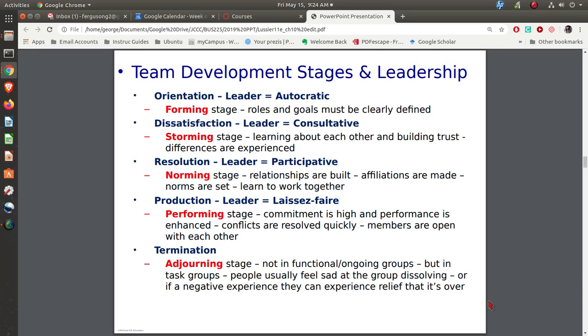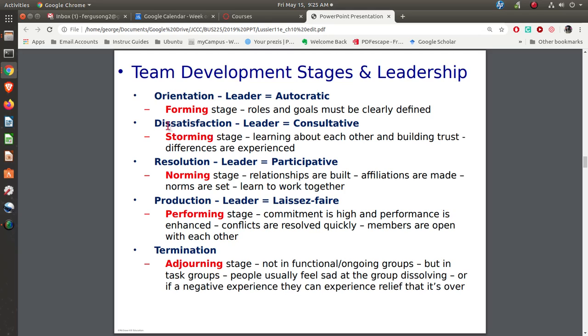Teams go through various stages of growth. A gentleman by the name of Bruce Tuckman came up with this, and it's real easy to remember. Forming, storming, norming, performing, and adjourning. Teams tend to go through these stages of development.